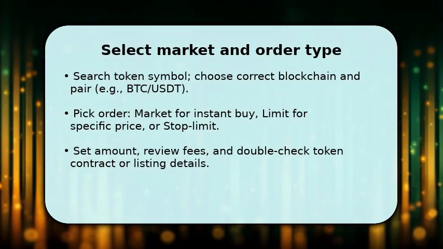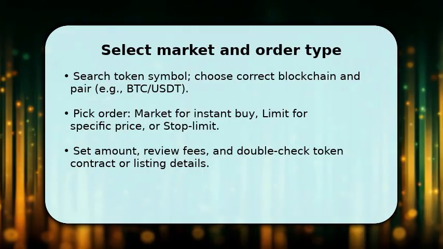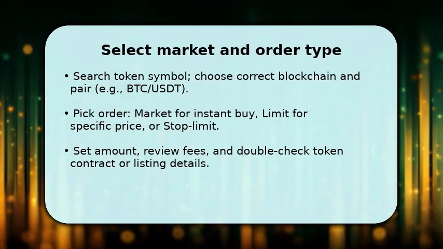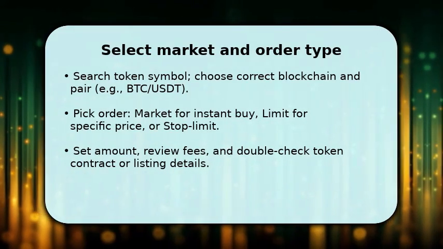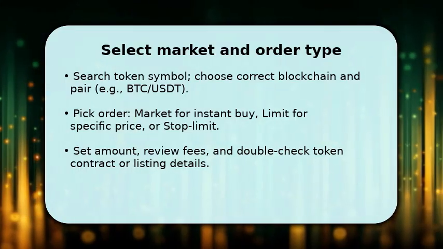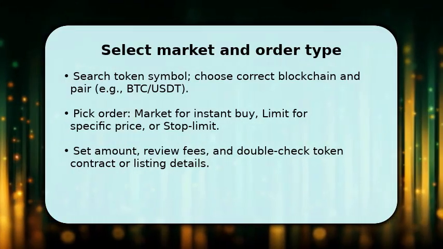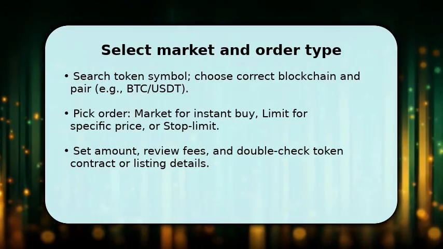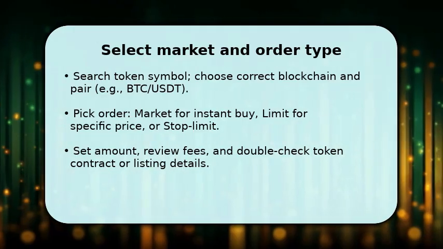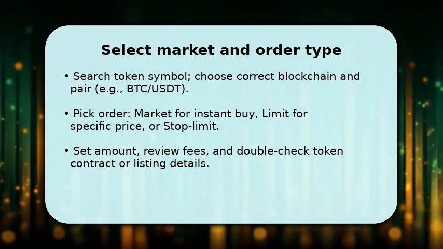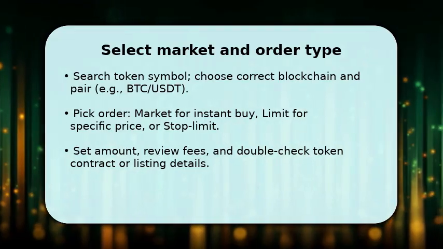You'll now pick the trading pair. Search the token symbol and confirm the blockchain to avoid wrong tokens. Choose an order type. Market buys execute immediately at best price, while limit lets you set a target price. Stop limit prevents sudden losses. Enter the amount or percent of your balance to use, then review fee estimates and final totals.